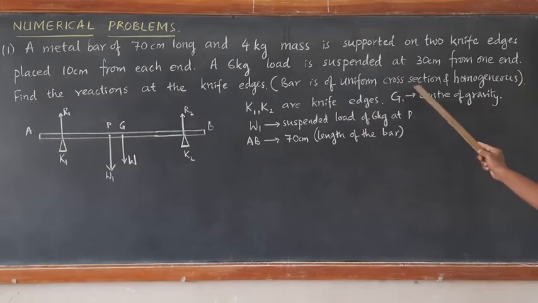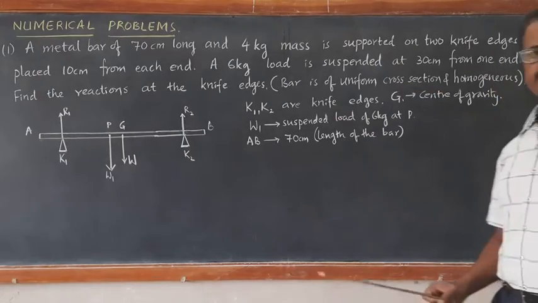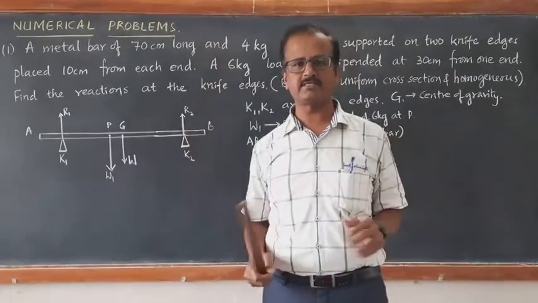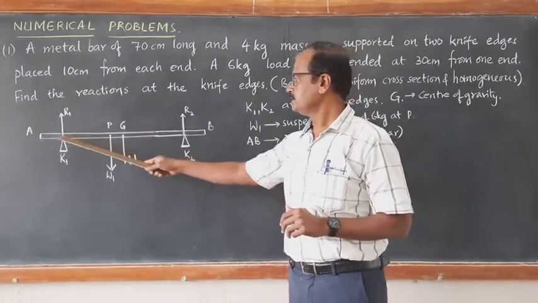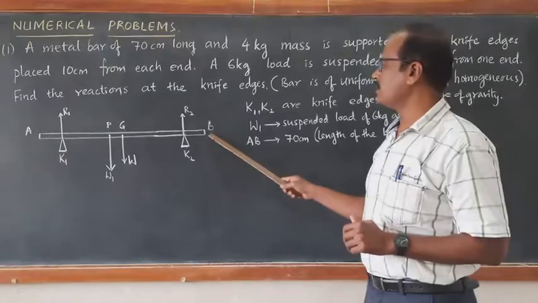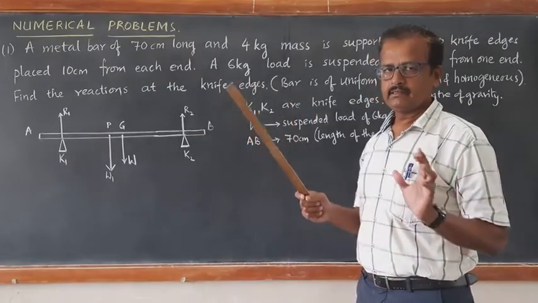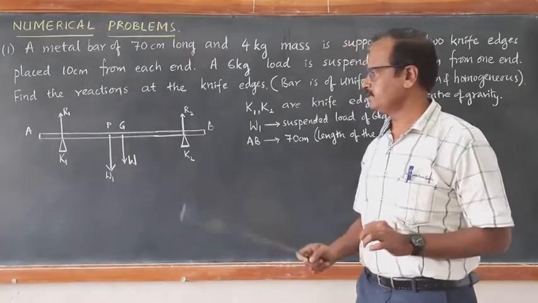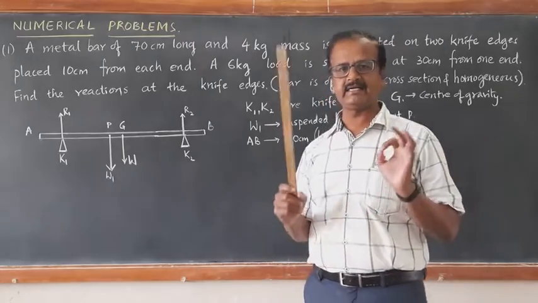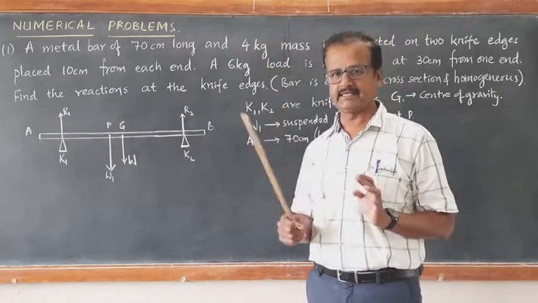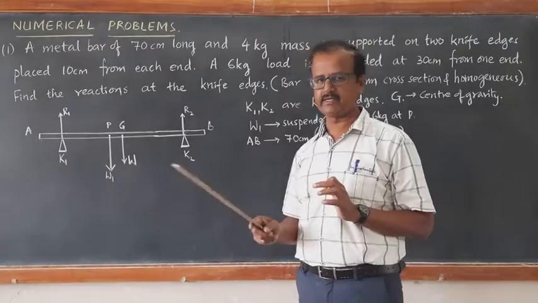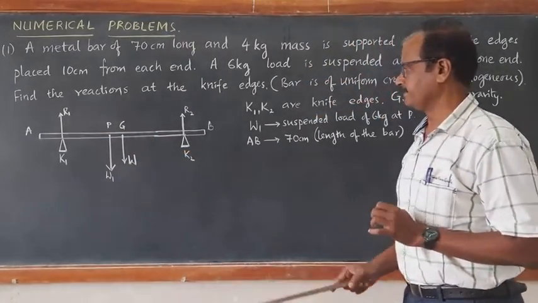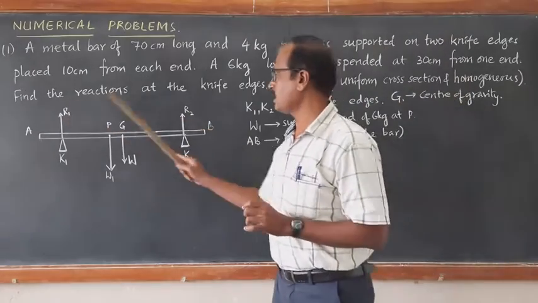Assume that the bar is of uniform cross section and it is homogeneous. Homogeneous means this is a metal bar having uniform distribution of mass. It is a uniform bar of 70 cm length and has a mass of 4 kg. Then its center of gravity will be exactly at its geometrical center, exactly at 35 cm from each end. So G represents the center of gravity. You are asked to calculate what R1 and R2 are.